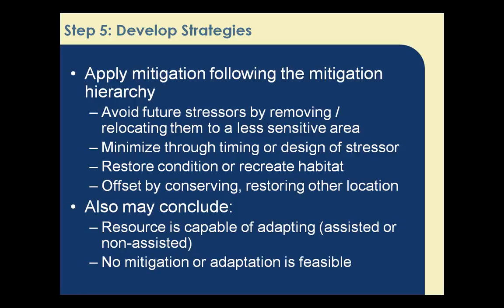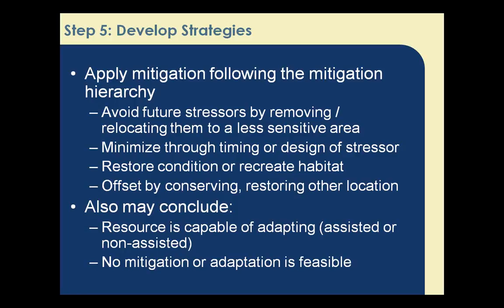So you also might conclude that a resource is capable of adapting, either assisted or non-assisted. Or you may conclude that no mitigation or adaptation is feasible. Maybe you're simply going to have the climate envelope for your resource shift out of your area, and you can't do anything about that other than perhaps plan for the migration, depending on what that resource is. So working collaboratively through the landscape to ensure a compatible migration corridor exists.